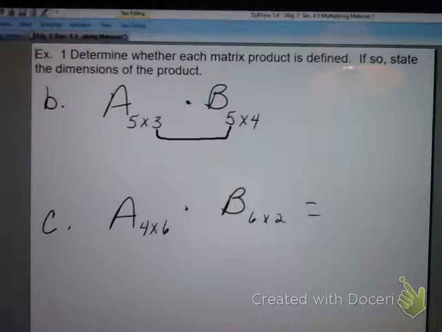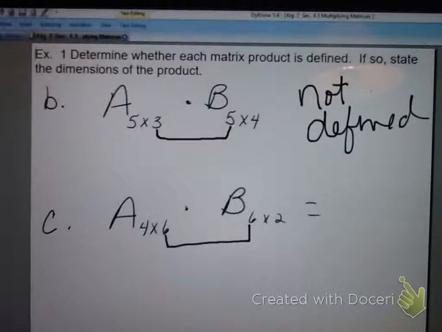The columns do not equal the rows in example B, so no, you cannot multiply those together, so it is not defined. In example C, the column equals the row, so yes, you can multiply those two together, and your answer will be a 4 by 2 matrix.